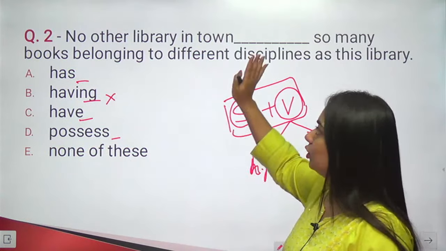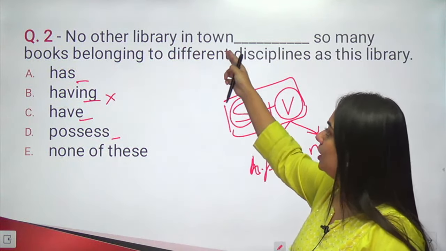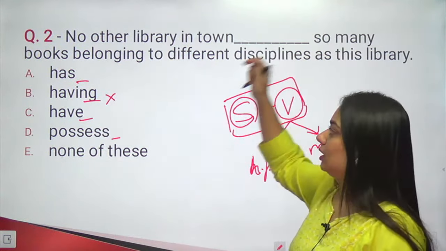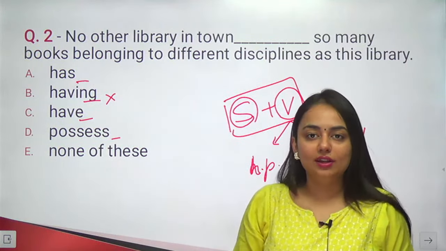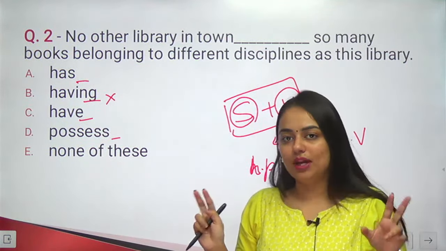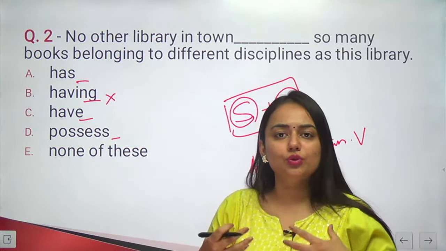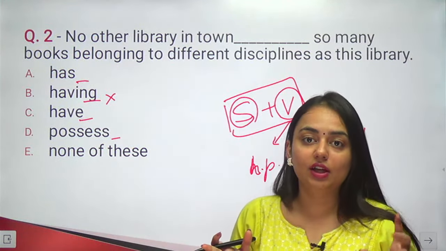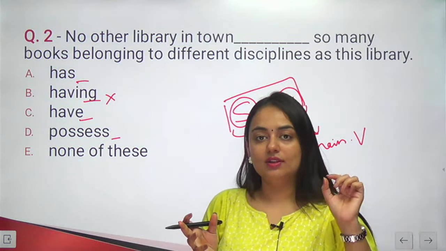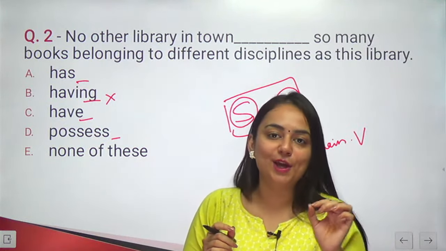और यहाँ पर तीनों में से कुछ भी नहीं है. No other library in town having so many. Either it should have been is having. And anyways, this sentence doesn't make sense. Is having. So we Indians have this tendency of using the continuous tense with everything. Try to avoid it. This is a very common mistake we make in English.